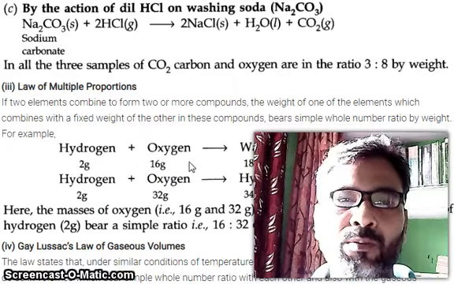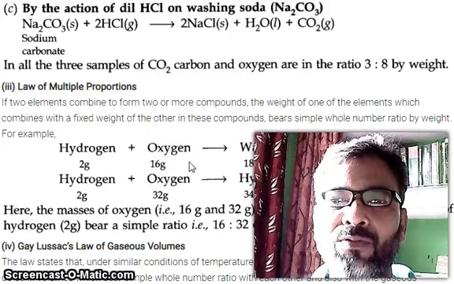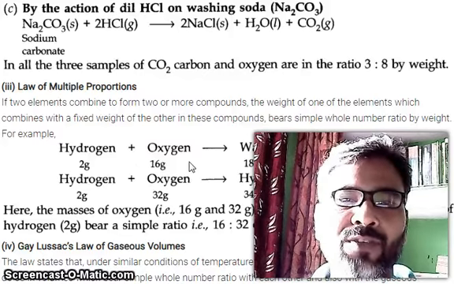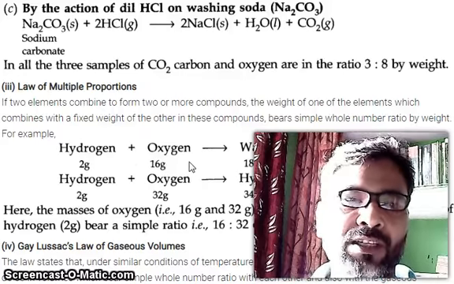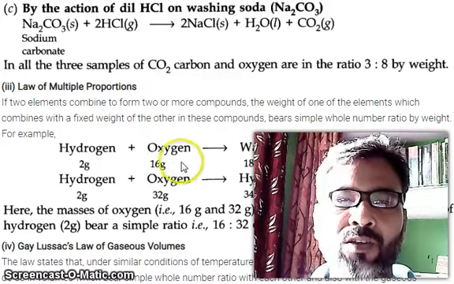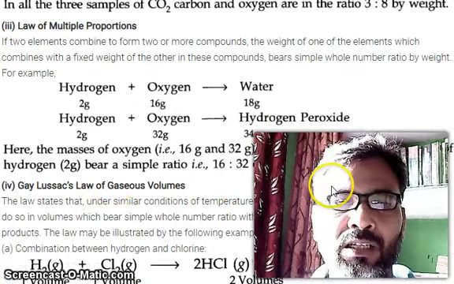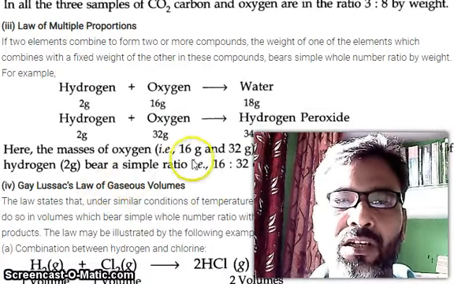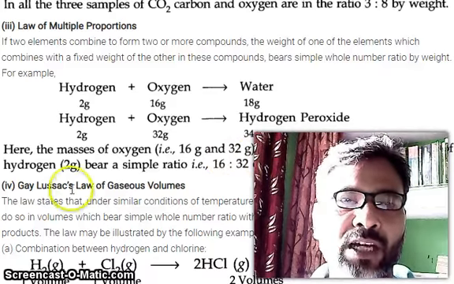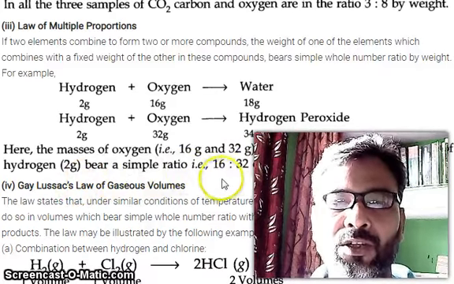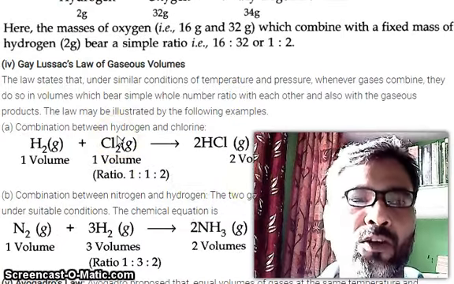Now, the law of multiple proportions. If two elements combine to form two or more compounds, the weights of one of the elements which combine with a fixed weight of the other in these compounds bear a simple whole number ratio. For example, hydrogen plus oxygen gives water, and hydrogen plus oxygen gives hydrogen peroxide. Here the masses of oxygen, 16 grams and 32 grams, which combine with a fixed mass of hydrogen, 2 grams, bear a simple ratio, 16:32 or 1:2.